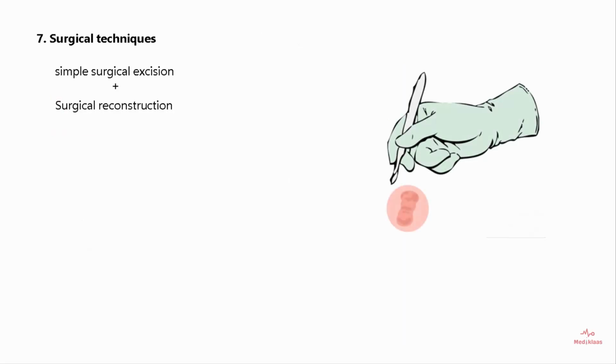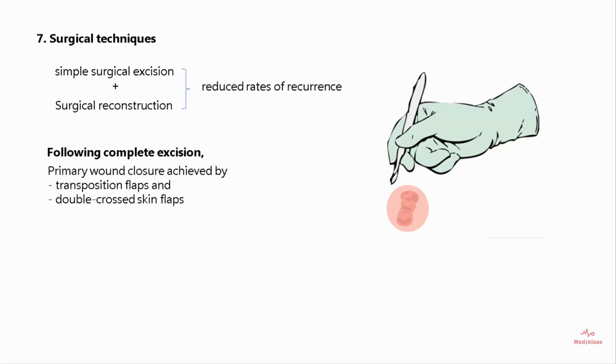Surgical techniques involve simple surgical excision plus surgical reconstruction. This helps in reduced rates of recurrence. Following complete excision, primary wound closure can be achieved by transpositional flaps and double cross skin flaps. Alternative to primary closures can be full thickness skin grafts.